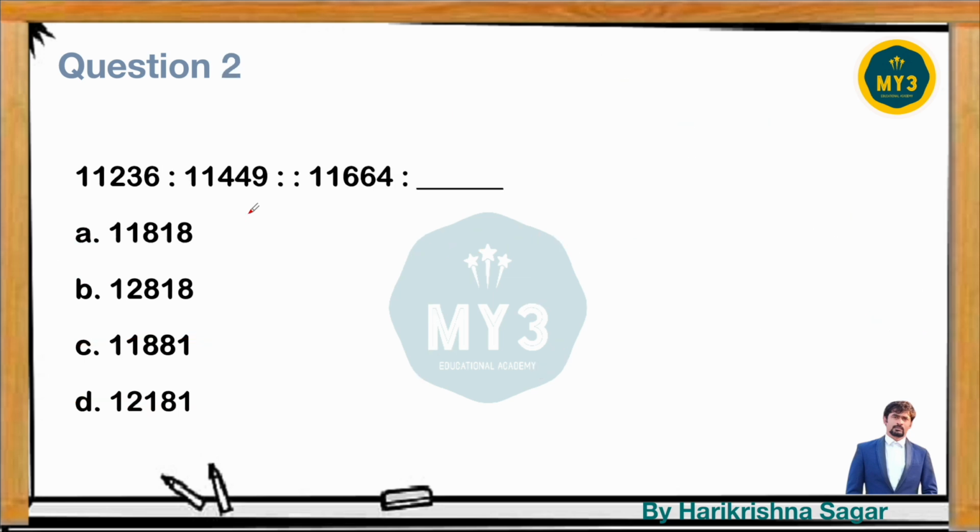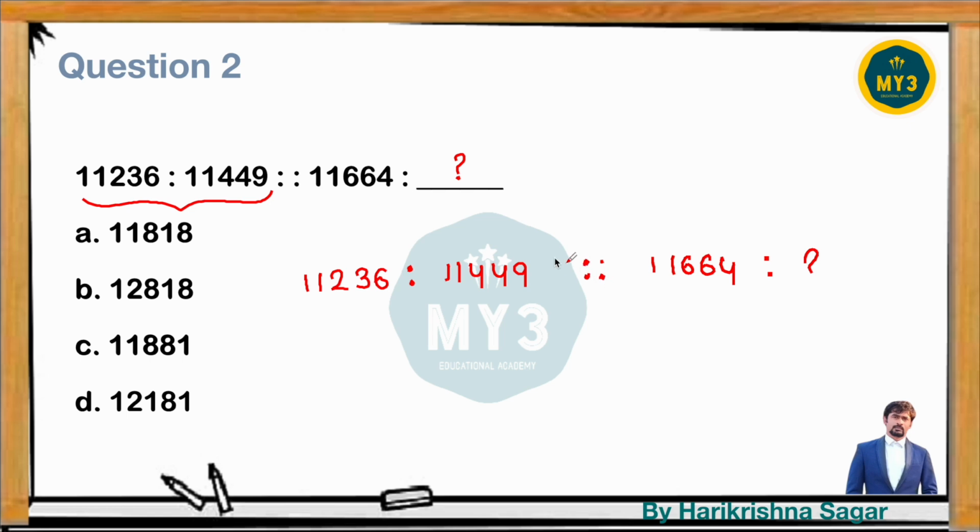Let's take one more question. Here the question is given like this: 11236, 11449, 11664. Then next term is what? So in this, first observe the reference pair. What is the reference pair? 11236, 11449. Then look at the other one. 11664 will become what? So what we need to do here is, you just look at what is the logic available in the reference pair. To understand this logic, if I observe carefully, we can see one pattern here. So 36 and 49, these are very familiar numbers for us. What are these numbers? 6 square and 7 square.